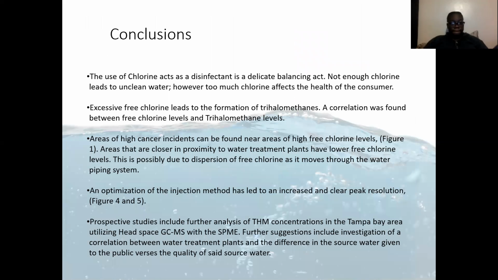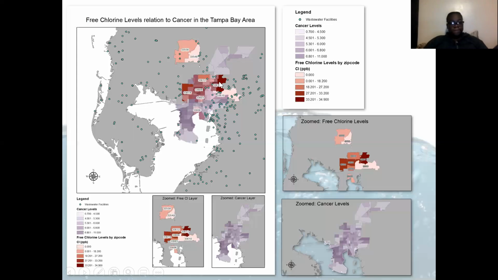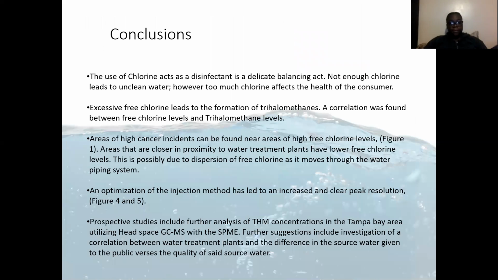So in conclusion, disinfectant is very important, but it needs to be balanced. Not enough disinfectant leads to unclean water. Too much disinfectant leads to unclean water. And as you can see in the map here, big dark colors correlate with one another: cancer versus free chlorine levels. We're hoping that we can use these results to keep our project going.